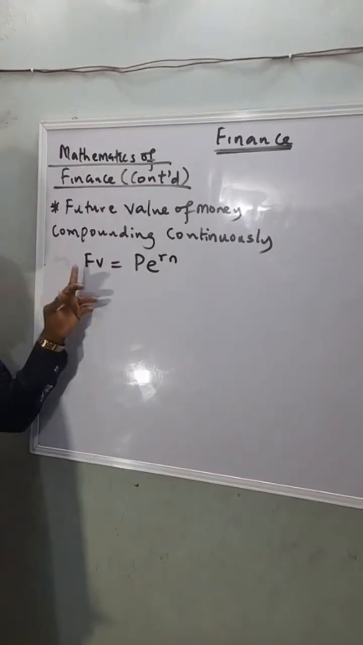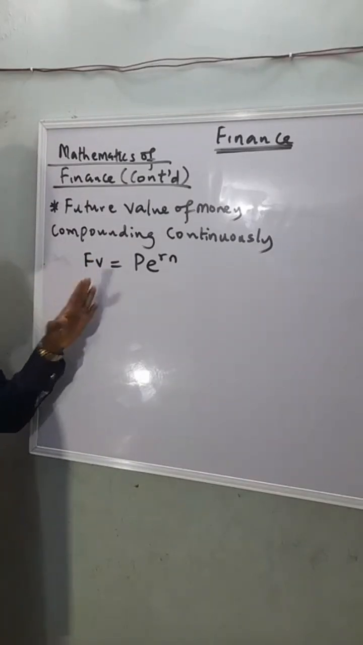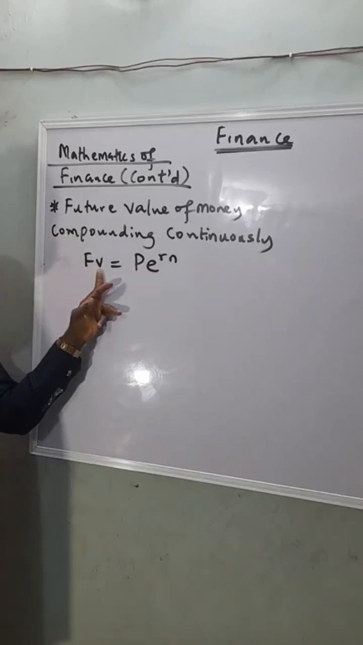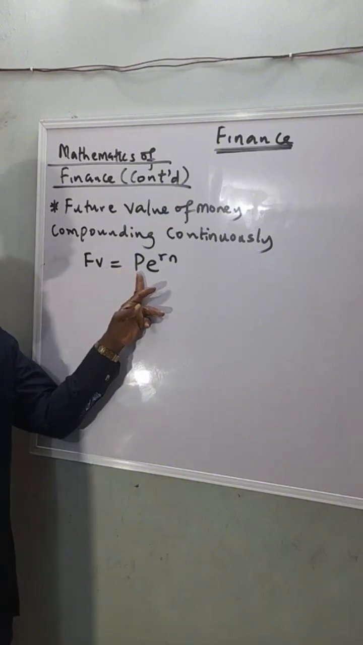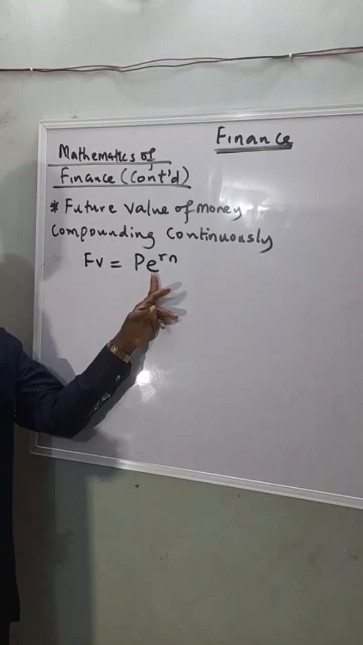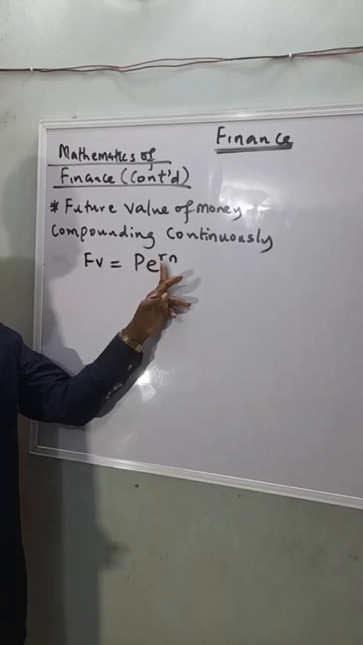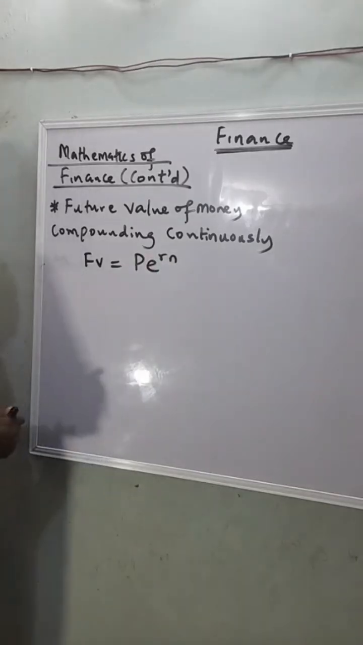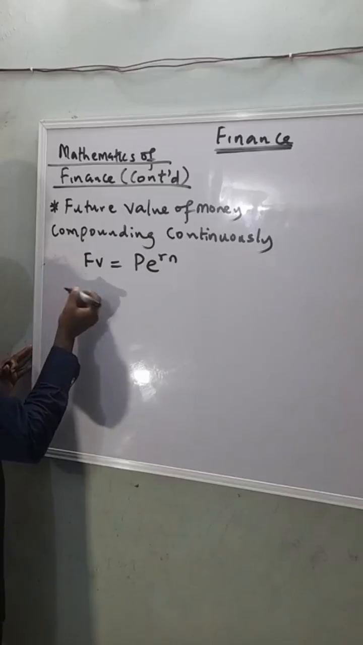Anytime you're asked to find the future value of money, compounding continuously, the formula changes from what we know before. It will be future value of money equal to present value times e. That e is the exponent, r is the rate of interest, and n is the number of years. Without wasting much of our time, examination question can come like this.